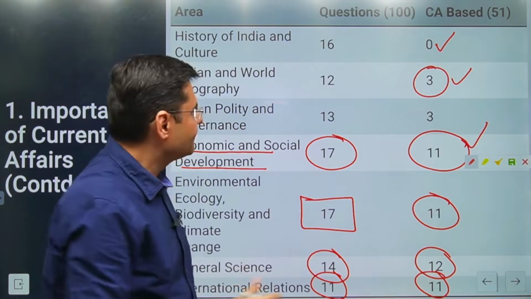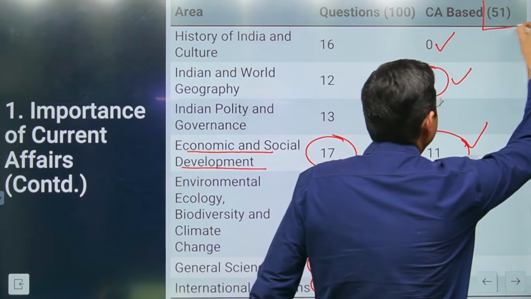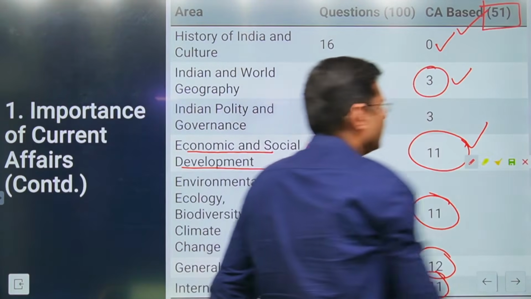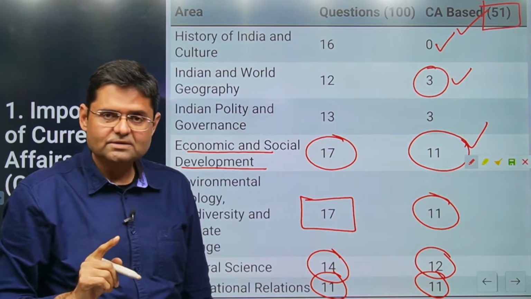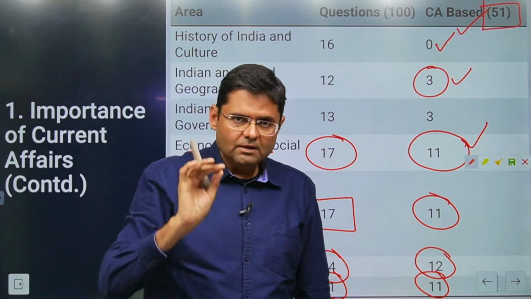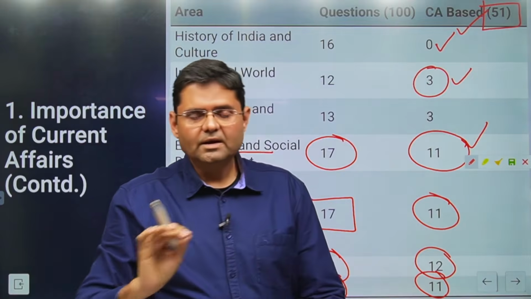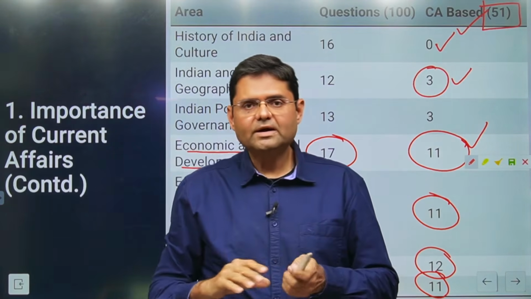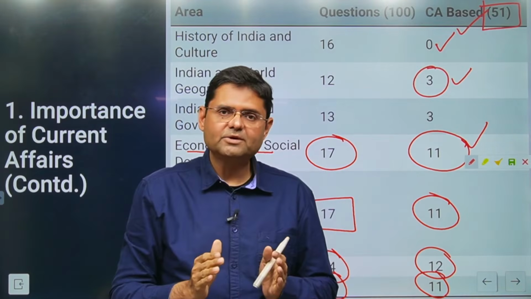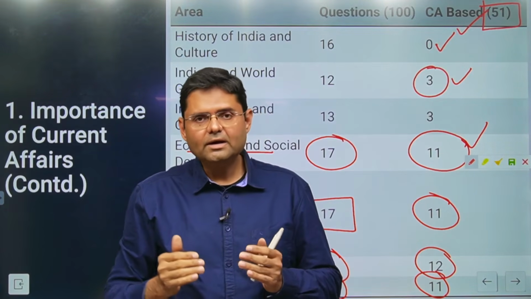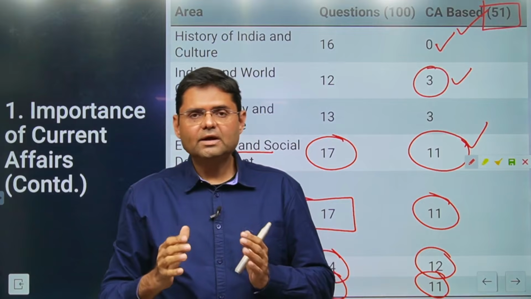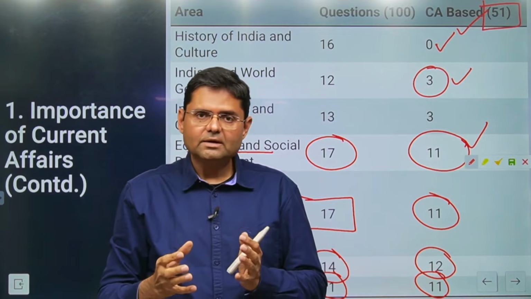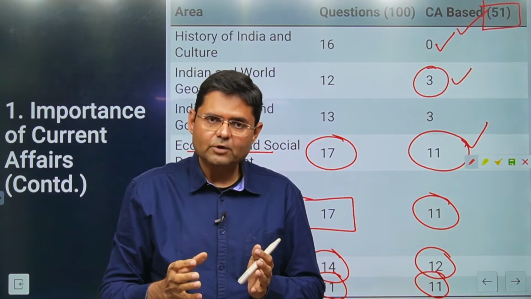Now you see, 51 out of 100 questions are current based, current inspired. Now, in an examination where the cutoff is less than 50%, can you really afford to ignore? Can you really afford to believe that current affairs does not play an important role?